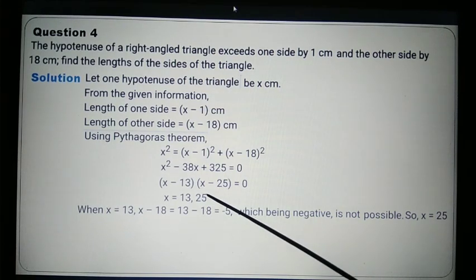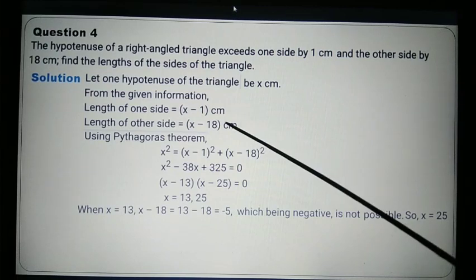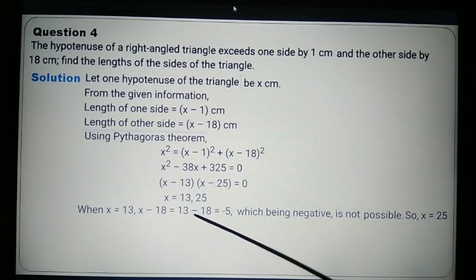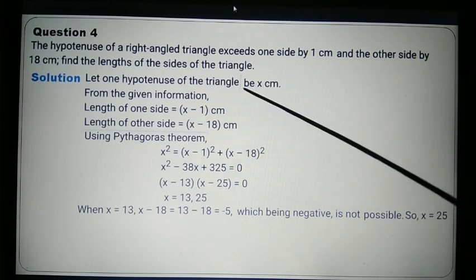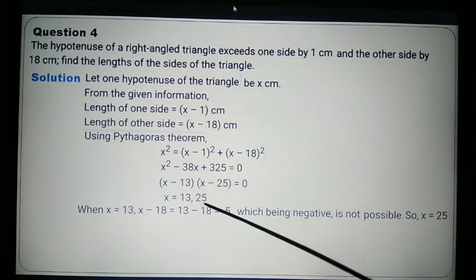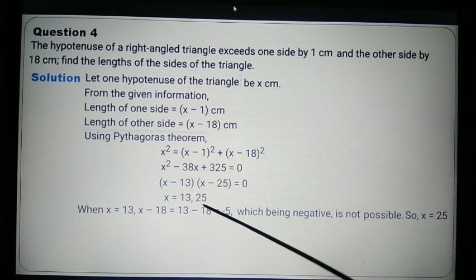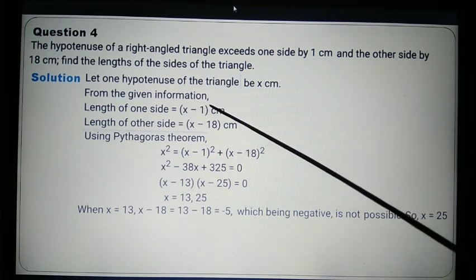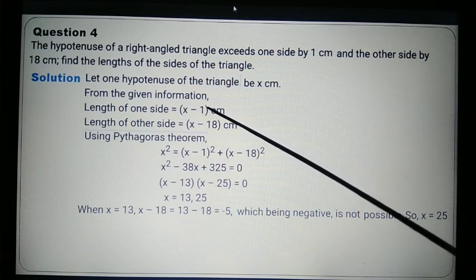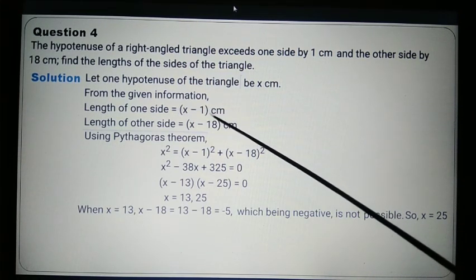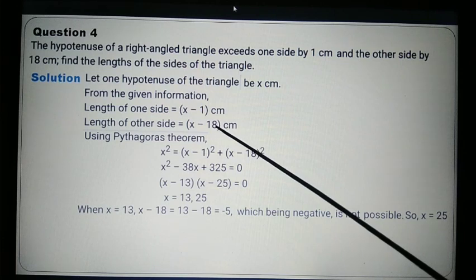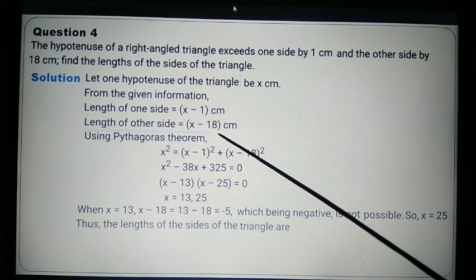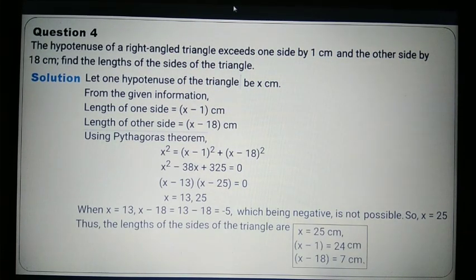When x is 25, my hypotenuse is 25, because x represents the length of the hypotenuse. So when my hypotenuse is 25, the other ones have to be, one is 1 less, that is 24 centimeter, and the other has to be 18 centimeter less, that is 7 centimeter, right? So the lengths of the sides of the triangle are 25, 24 and 7 centimeter. So pause the video to note down.